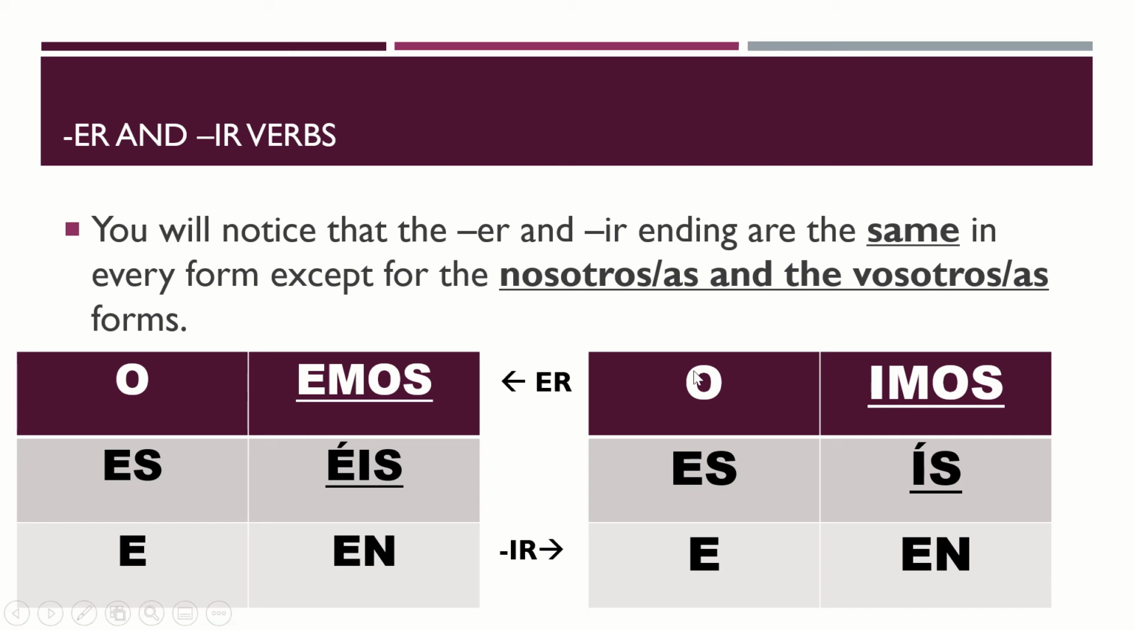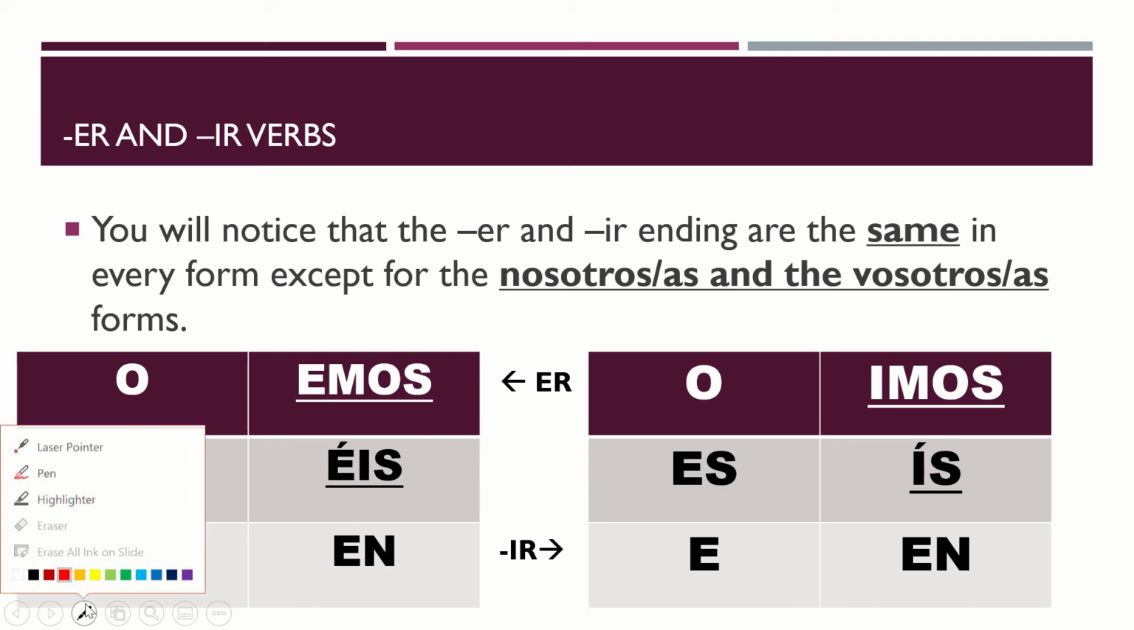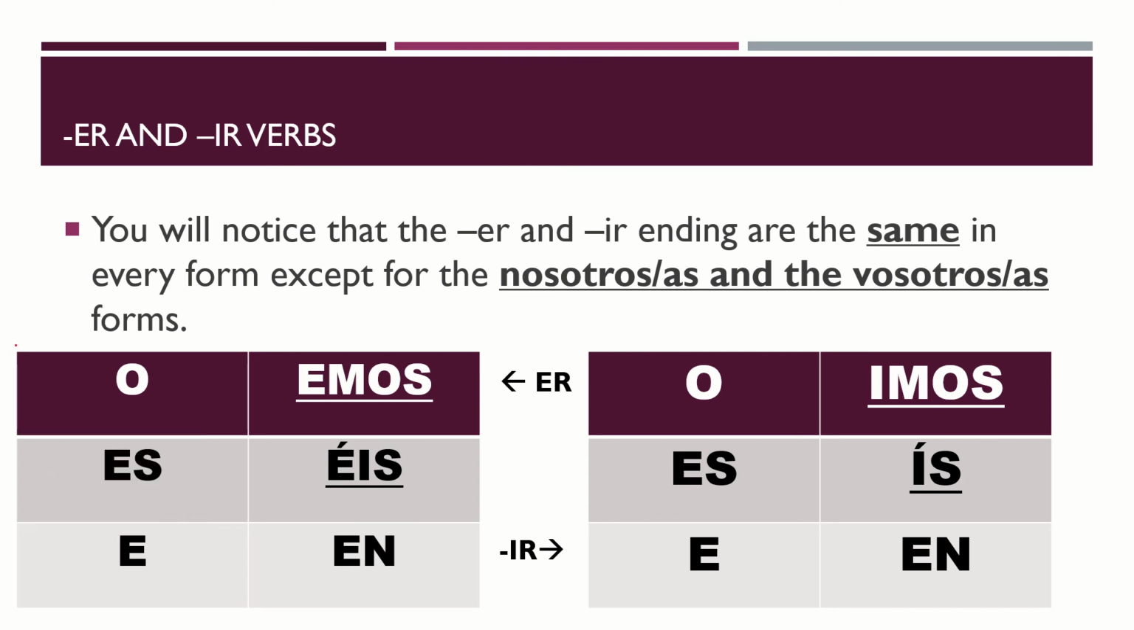Moving over to the right-hand side, these are our endings for verbs that end in IR. So we're going to have o, es, e, imos, ís, en. Okay, so once again, that was o, es, e, imos, ís, en. You'll notice that we have a lot of similarity between our ER and our IR verbs.